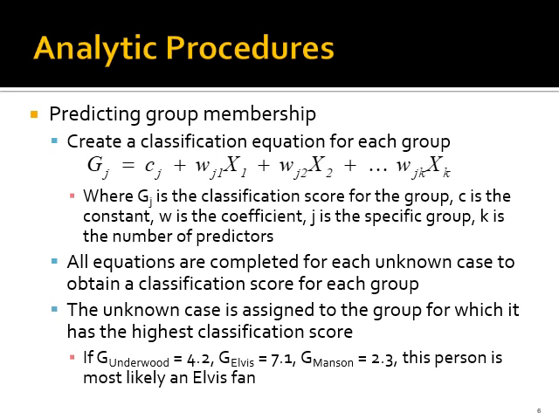So for instance, if I was wanting to predict Jan's membership on the Underwood, Elvis, Manson question with 3 predictors, I would actually put her values into the equation for each group. So the group for predicting Underwood, the group for predicting Elvis, and the group for predicting Manson. And I would calculate her predicted score. The highest score is the prediction. So in this case, we calculate for Underwood 4.2, for Elvis 7.1, and Manson 2.3. So this particular analytic procedure would predict that this person is most likely an Elvis fan.